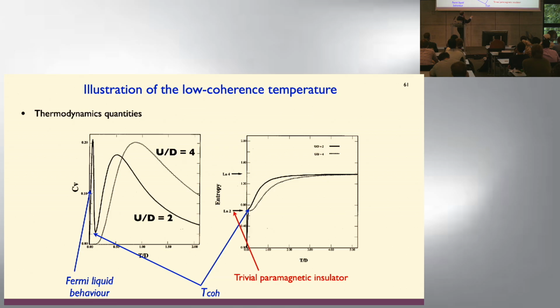Same thing for the entropy. You can find that the entropy will be quenched at very low temperature from log 2, which is fluctuating spins, which will be a trivial description in the DMFT of the insulator, which we see. So here we have an illustration of a very low Fermi liquid coherence scale, which the method can capture. It can compute below it and above it.